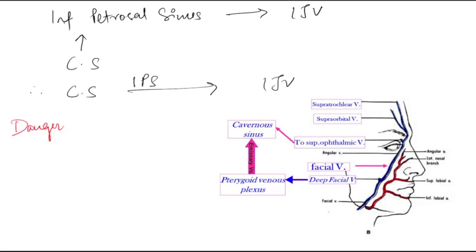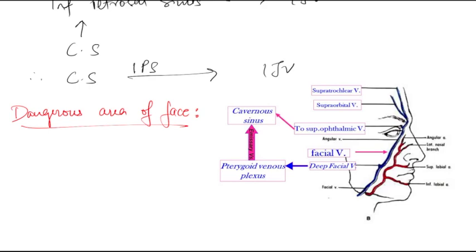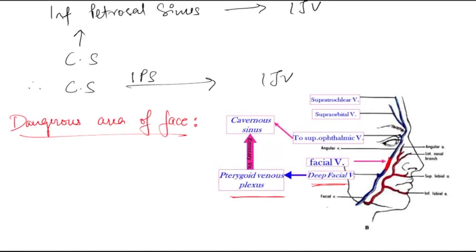Now we have the dangerous area of the face. Now why is this called the dangerous area? Let's see here. This is the facial vein here. As you can see, it drains into deep facial vein, which drains into pterygoid venous plexus, which then drains into cavernous sinus through emissary veins.